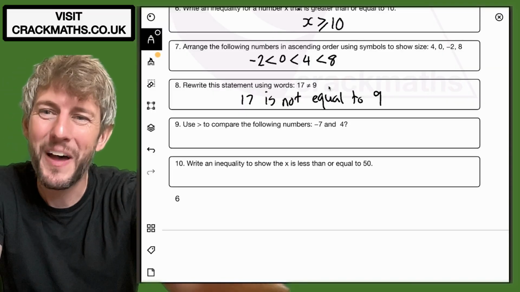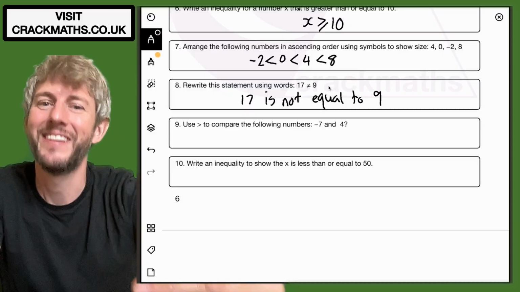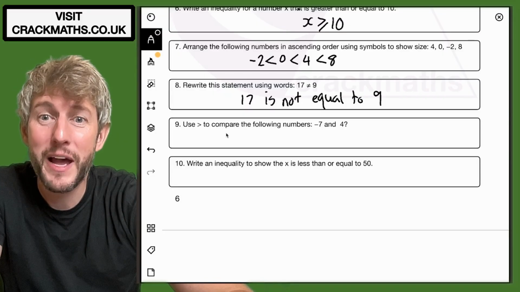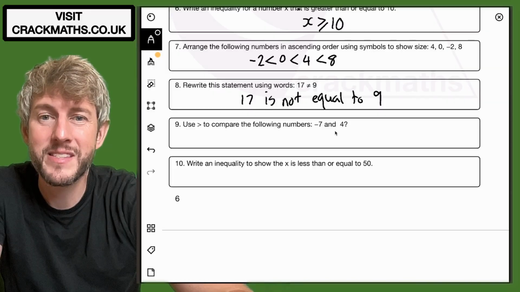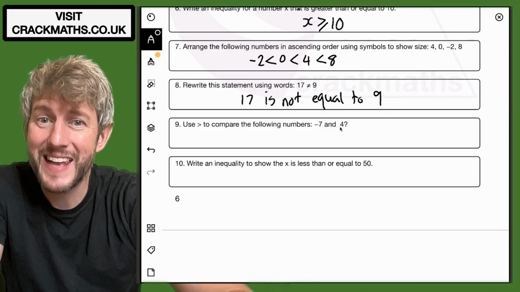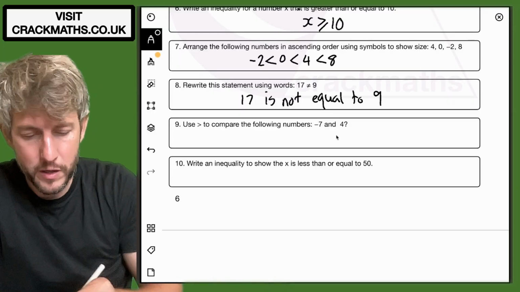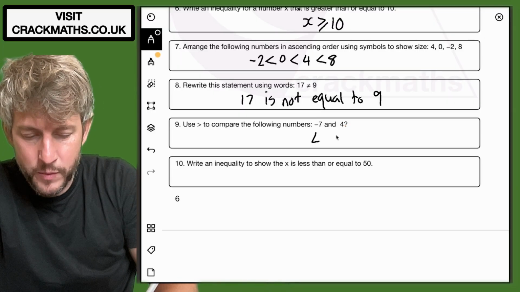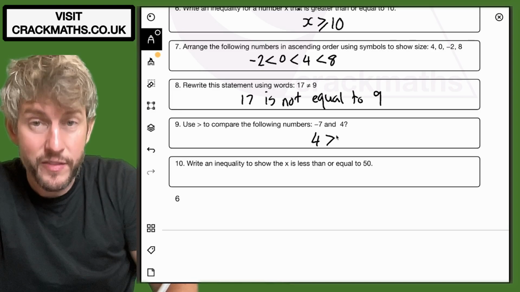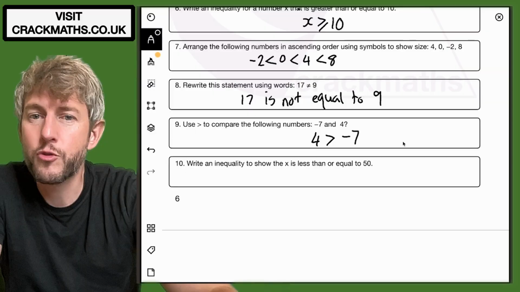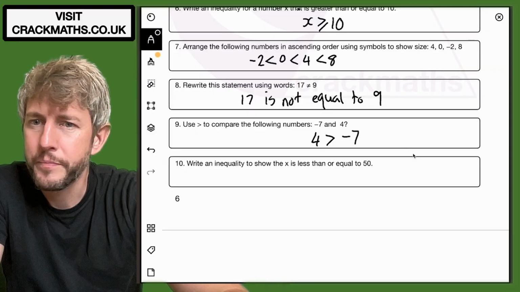Okay, right. And now we've got question 9. It's funny, that one ended in question 8. This one ends in 9. Anyway, use the symbol here to compare the following numbers, -7 and 4. Okay, so -7 is less than 4. So we need 4 to be on the bigger side. So we're going to say that 4 is greater than -7. So here we go. So 4 is greater than -7.